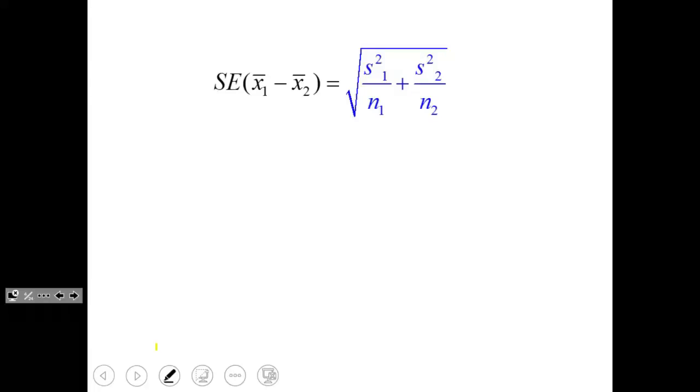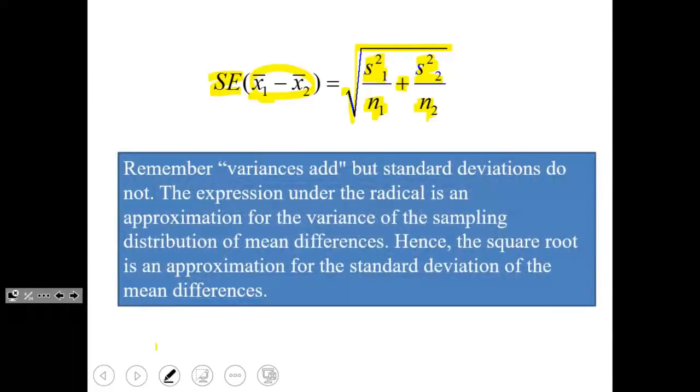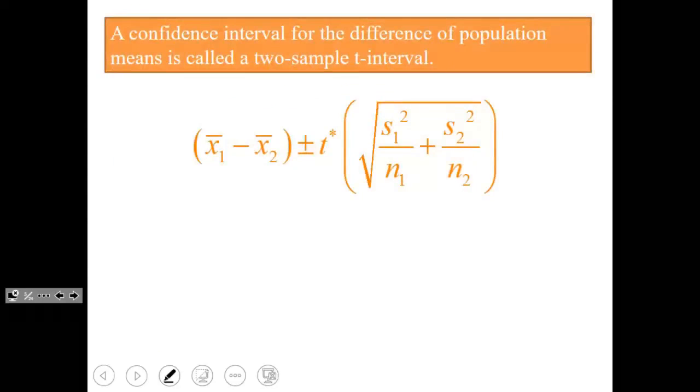Before, we're talking about our standard error for the difference of the means is going to be equal to the square root of the sum of the variances divided by their respective sample size. It's a little bit tricky, but it's actually not that different than what we've used before. Now remember, variances always add, standard deviations don't, so we have to use that square root. We're going to get an estimate, okay? It's an approximation.